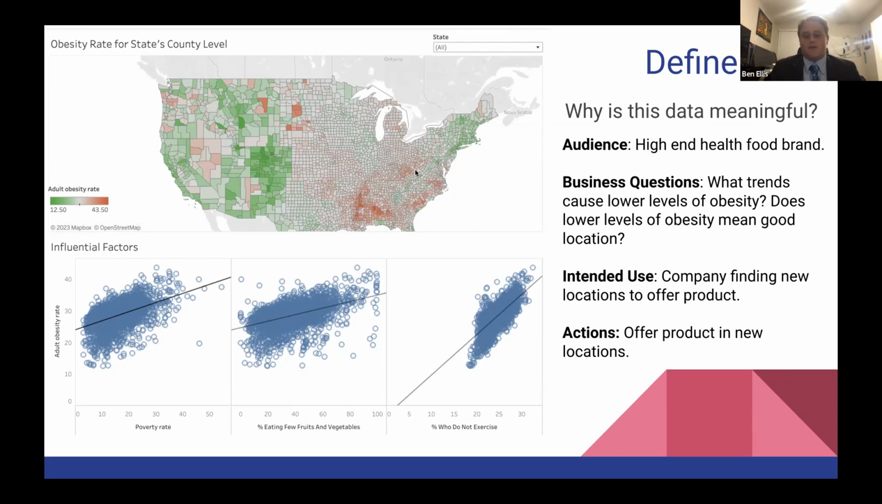So one thing I thought about was how a county might have a lower level of obesity because the population is a bit more active, but they might not be as good with their diet. So I was looking at the trade-off there and thinking a good location would be a place with low levels of obesity specifically because people are conscious about their diets. And then the intended use would be a company finding new locations to offer its product, and the action supported would be offering products in new locations.